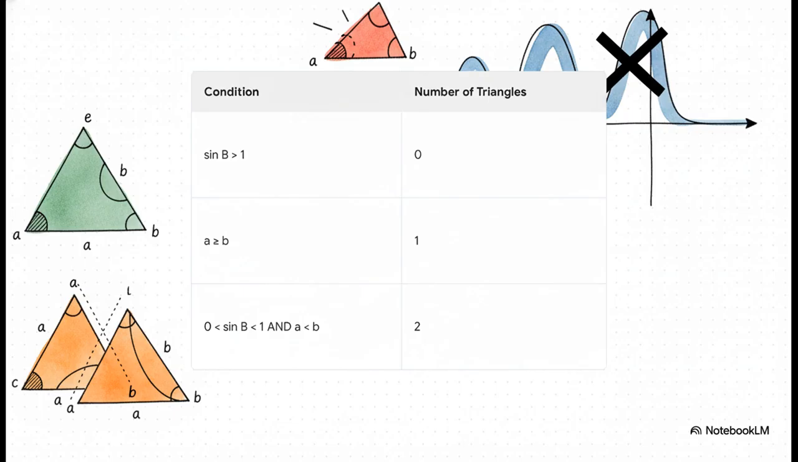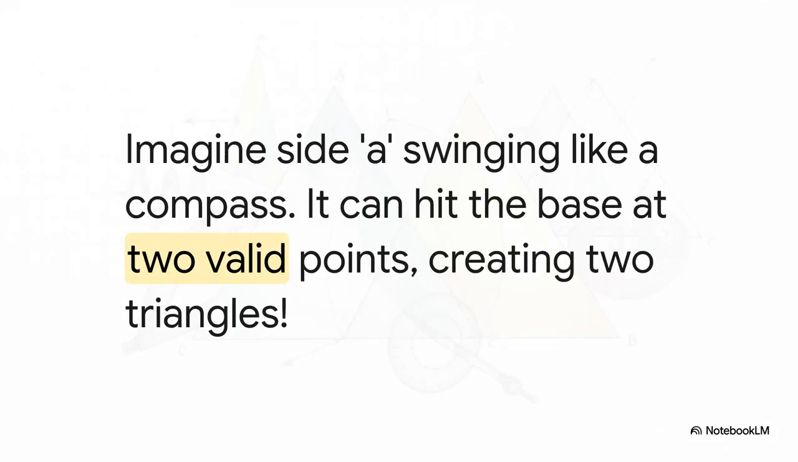Okay, this table right here, this is basically your cheat sheet. It all comes down to a couple of key checks. First, if you do your calculation and find that the sine of an angle is greater than 1, stop right there. That's impossible. 0 triangles. Now, if the side opposite your given angle is longer than the other side, you're safe. It's always just one triangle. But the real fun begins when that opposite side is shorter, because that's our signal that 2 triangles might be in play.